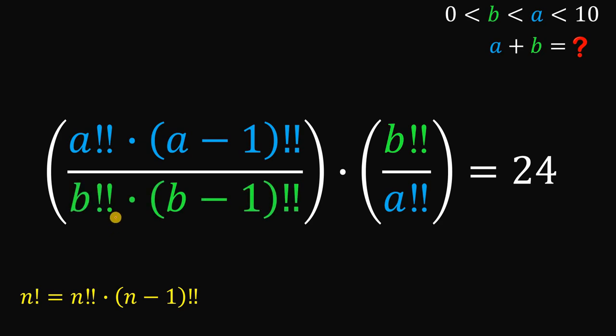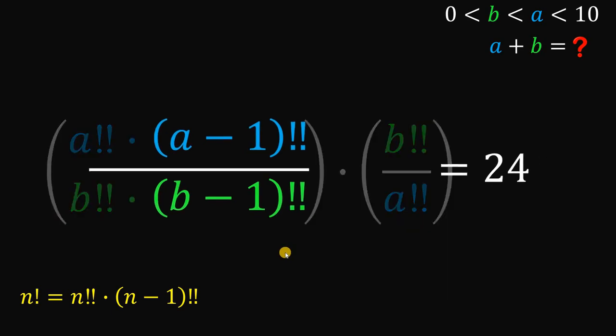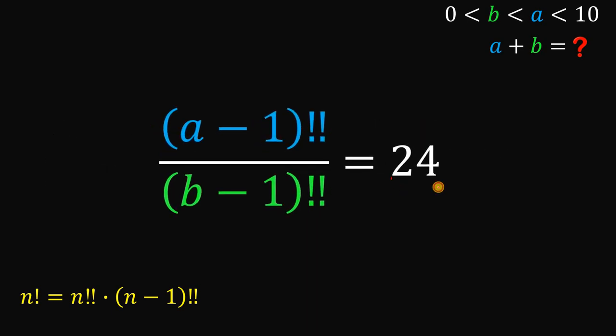Now, you can see a lot of terms cancel out. For example, a double factorial on the numerator and a double factorial on the denominator. Also, b double factorial on the numerator and b double factorial on the denominator. So the left-hand side is simply equivalent to a minus 1 double factorial all over b minus 1 double factorial, and it must be equal to just 24.